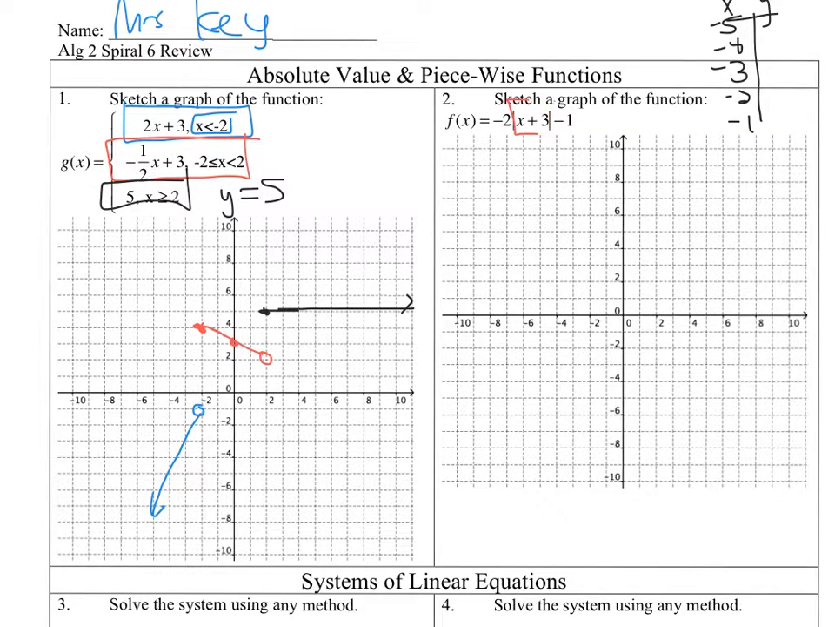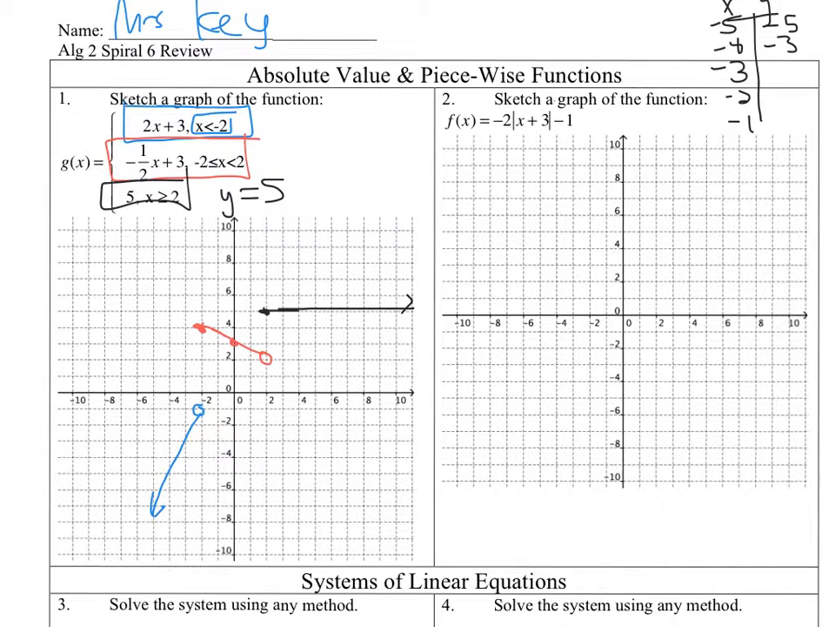And so now I'm just going to plug it in. Plug it in, plug it in. I'll start at the beginning with negative 5. Negative 5 plus 3 is negative 2. Then I do the absolute value, which is 2. Then I multiply by negative 2, which is negative 4. Then I subtract 1, which is negative 5. So negative 5, negative 5. Then I plug in negative 4. Negative 4 plus 3 is negative 1. Absolute value is 1. Times negative 2 is negative 2. Minus 1 is negative 3.